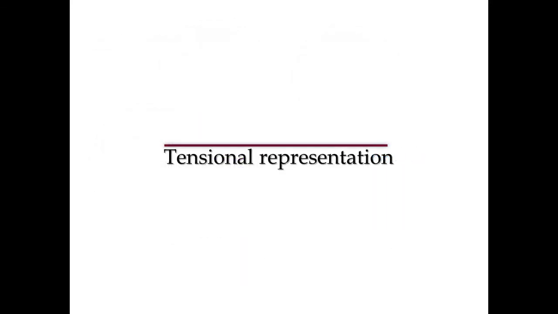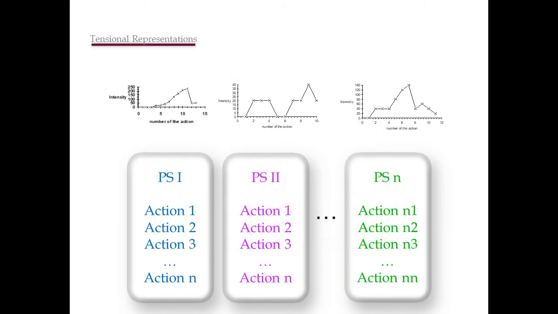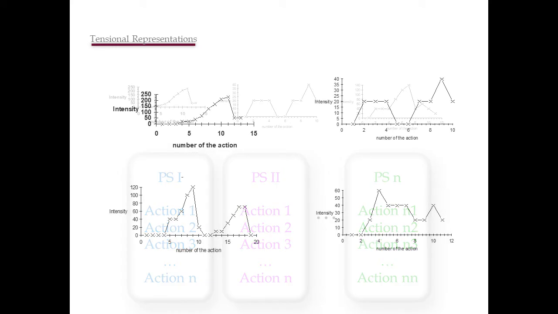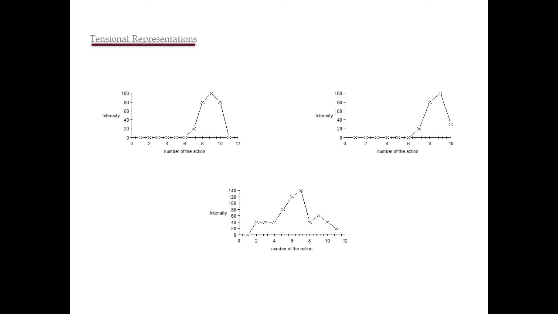Tensional representation. The second important knowledge structure is the set of tensional representations. I have talked about this in a previous video. Each of the previous stories has associated its own tensional representation. As you can see in these examples, they all have ups and downs of the value of tension. However, their shape can change from one story to the other.